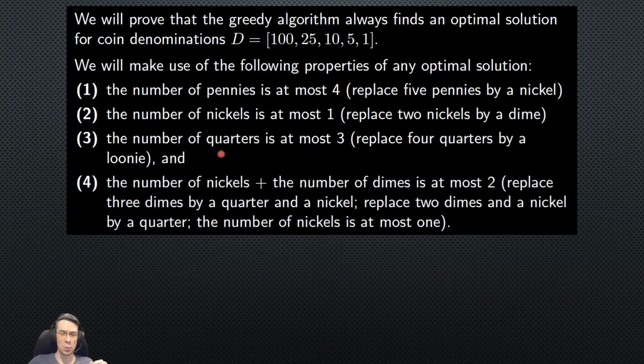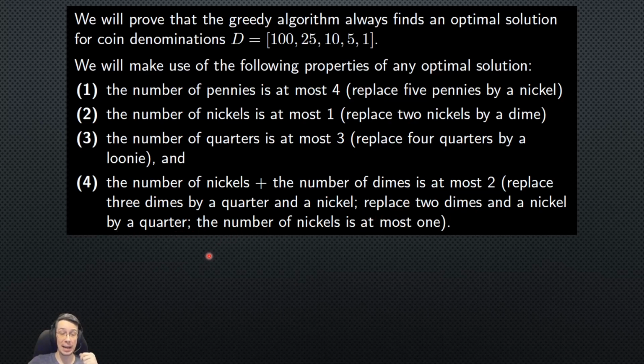And then the hardest one to understand here is that the number of nickels plus the number of dimes is at most 2. To see why, suppose we have 3 or more dimes, then we can replace 3 dimes by a quarter and a nickel, which is only 2 coins. If we have 2 dimes, then we want to say the number of nickels plus the number of dimes is at most 2. So if we only have 2 dimes and no nickels, that's fine. But if we have 2 dimes and at least 1 nickel, we can replace 2 dimes and a nickel by a quarter. So that takes care of the 2 dimes case.